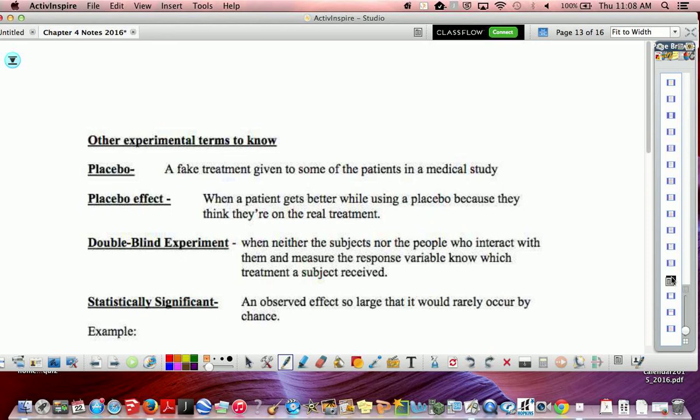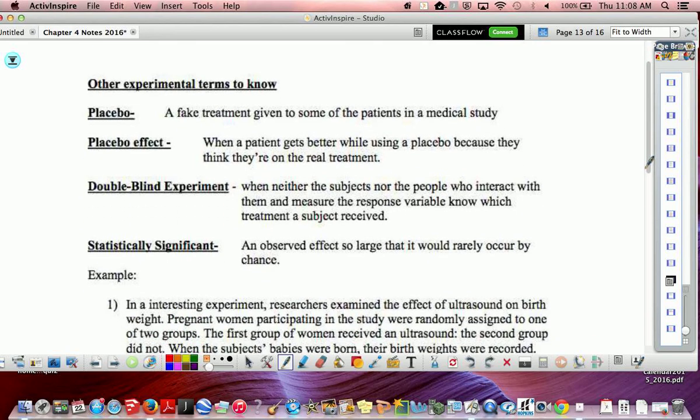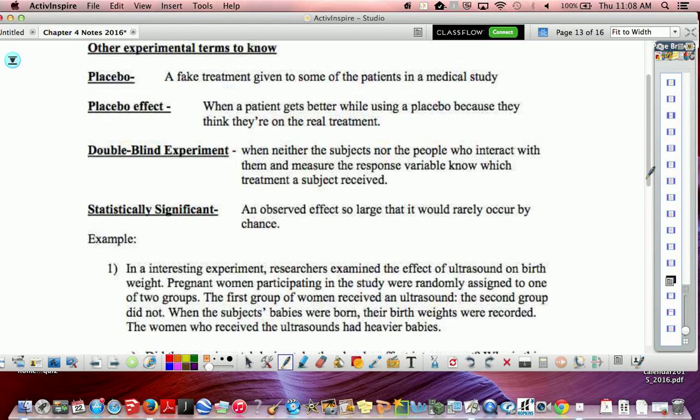So, another term that comes up with experiments is a double-blind experiment. A double-blind experiment is where you set up an experiment so that the subjects and the people who evaluate the experiment do not know what treatment they're getting. Ideally, this is what you want so that the subject and the evaluators don't influence the results by their psychological bias or whatever bias they might have.